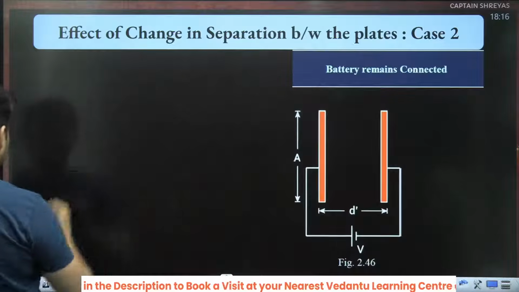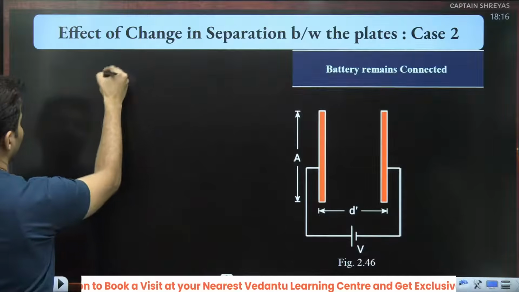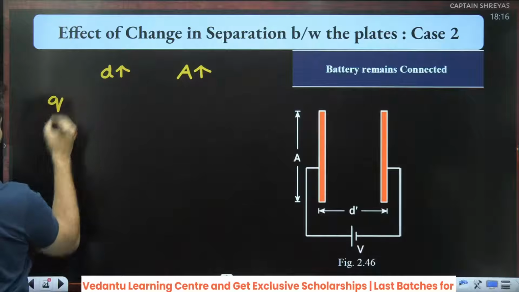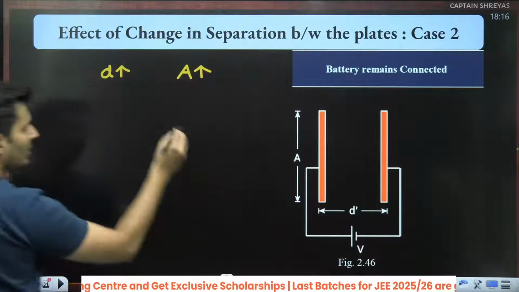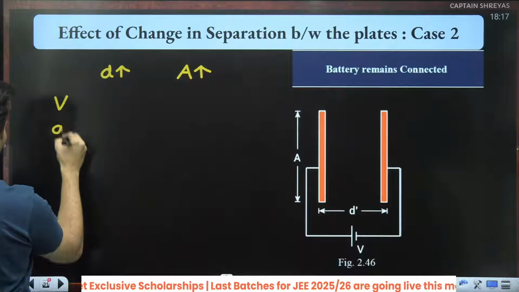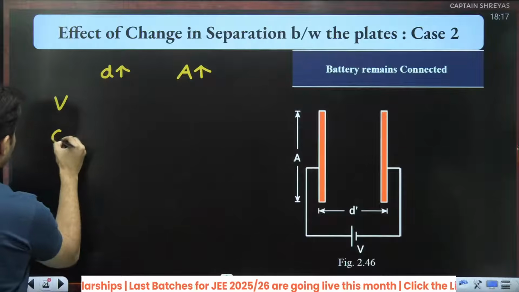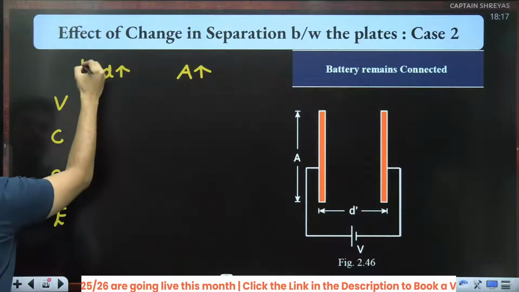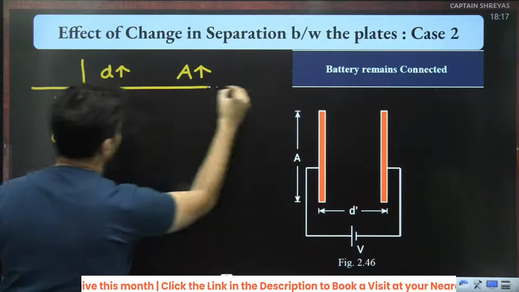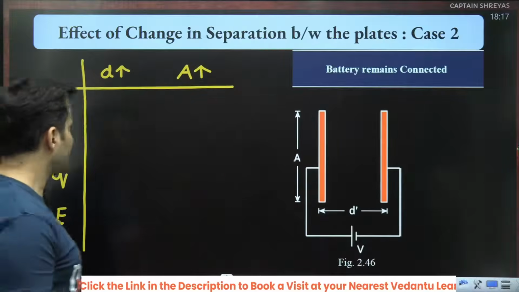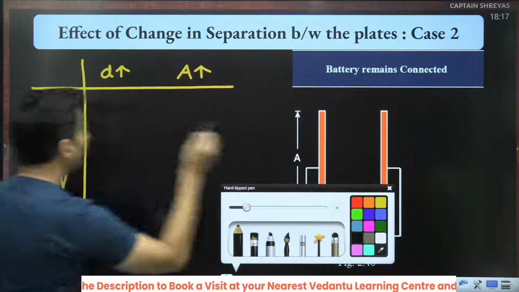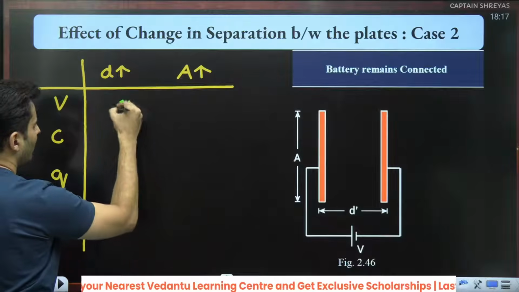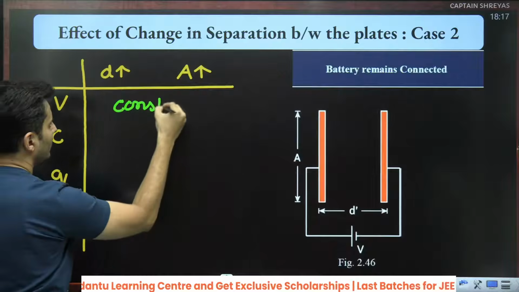When battery remains connected, again the same thing we will do. Distance is increased, area is increased. Let's see what happens to the charge. Because battery is connected, voltage will remain constant. Then we'll go to capacitance, and then we'll go to the charge, and then we'll go to the electric field. Let's see what happens in each of these cases. First of all, because battery remains connected, doesn't matter what happens here, voltage will be just a constant.